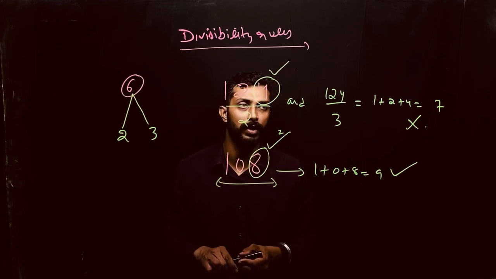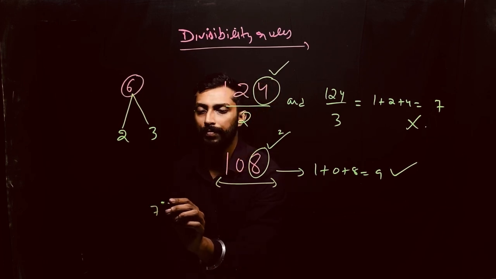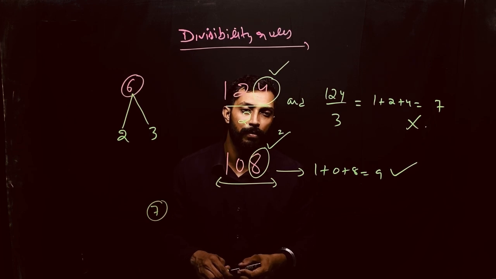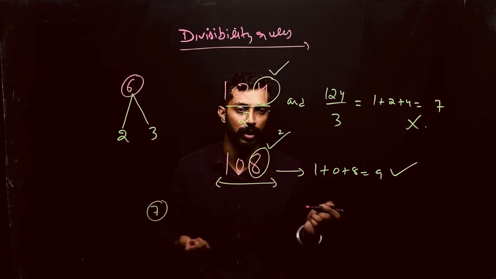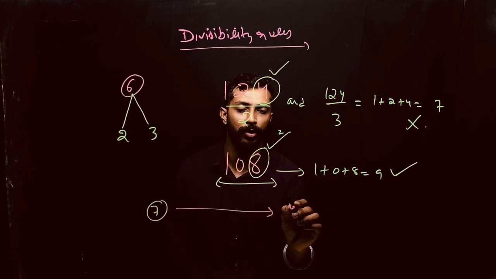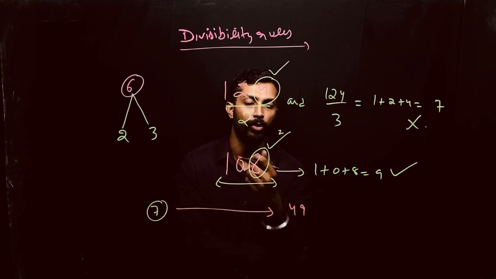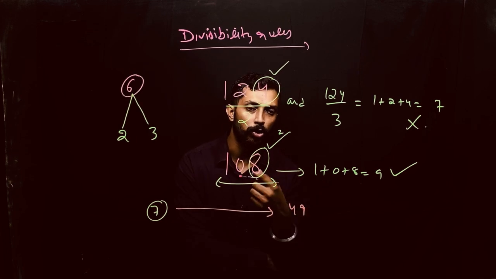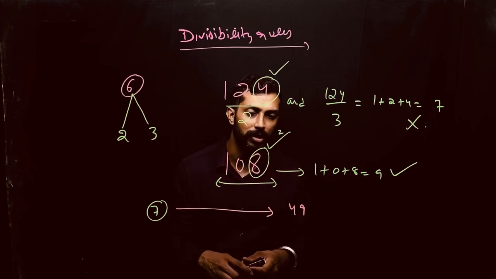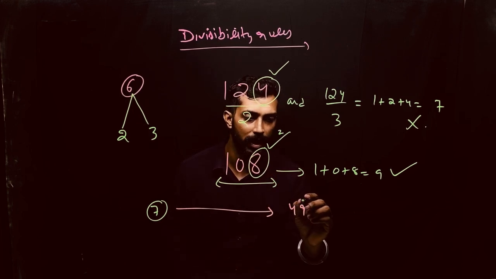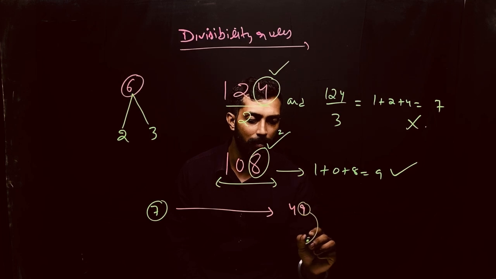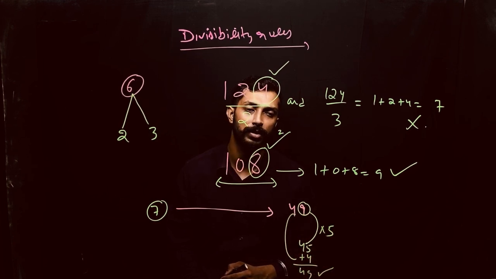Now further we will discuss the divisibility rule of 7. For 7, we have to take an example to understand this. Let us write the number 49. As we know, 49 is the square of 7. So how to apply the divisibility rule of 7? Just take the last digit, that is 9, multiply it by 5, that becomes 45, and this should be added here. So again it becomes 49, a multiple of 7.